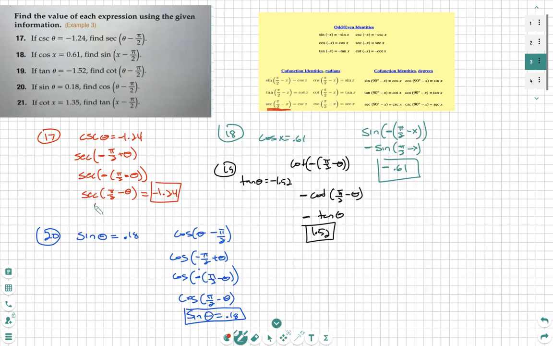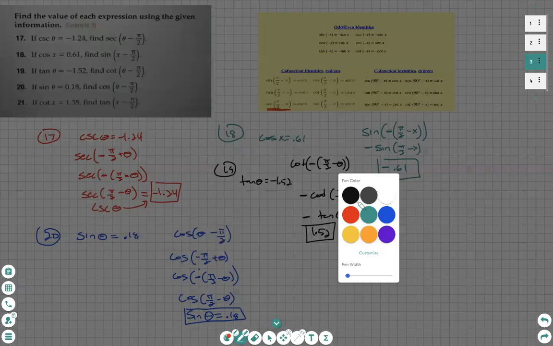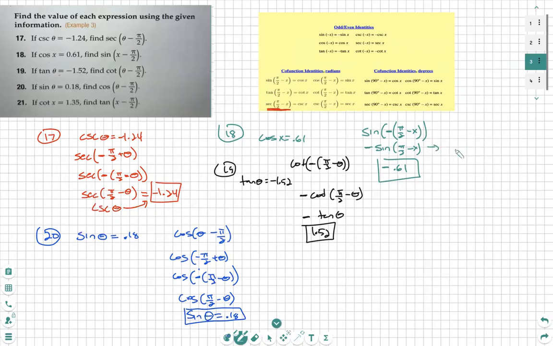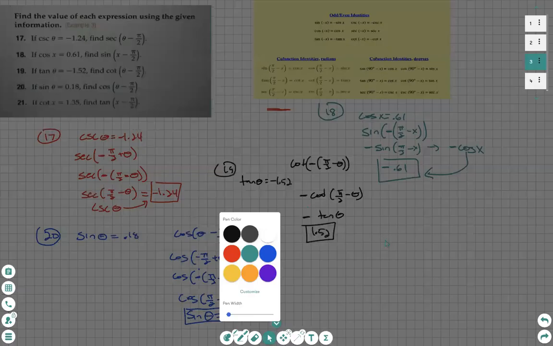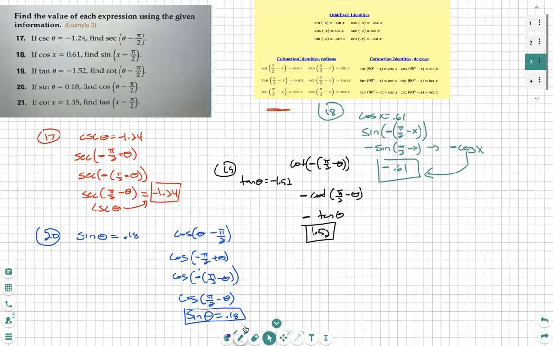Again, just to show you that extra step that I told you about, this is just equal to that. Thus, we can say negative 1.24. This is equal to negative cosine of x, and thus we can just make that a negative version of that. Let's bring this over here. Cool. Last one, we'll show all the steps, and we're out of here.